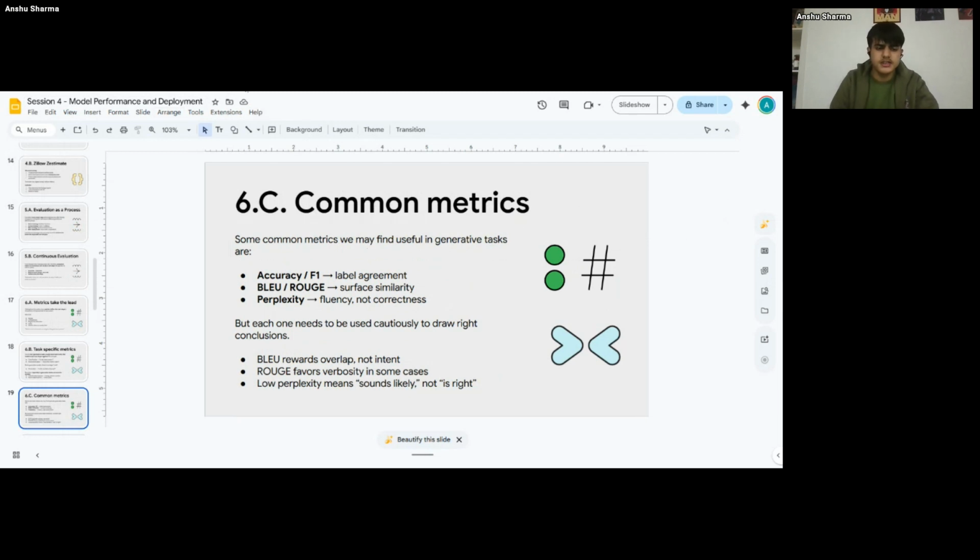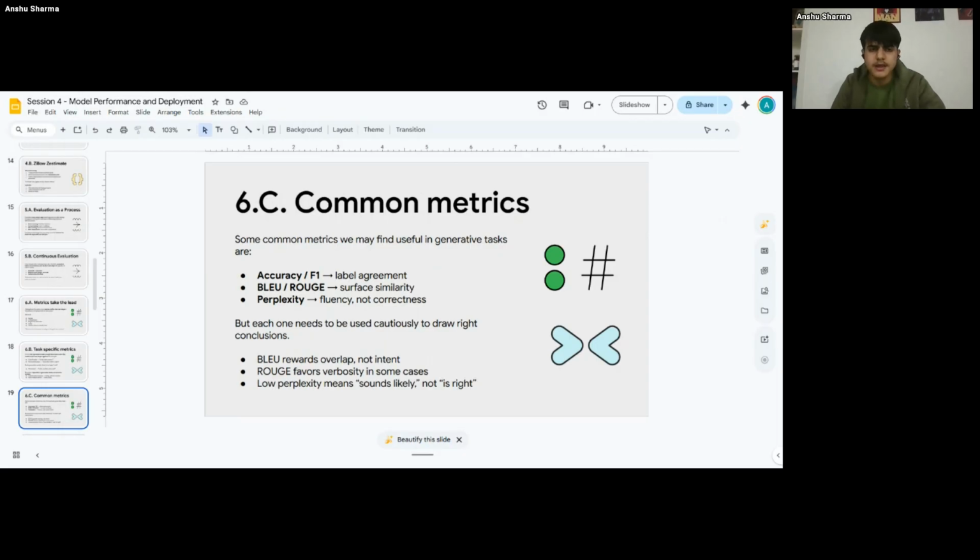So, what do these mean? What are BLEU and ROUGE, right? These two, BLEU and ROUGE, measure surface similarity. What do I mean by that? I mean that they measure how many of the words in an output occur in what the user wants the output to be.